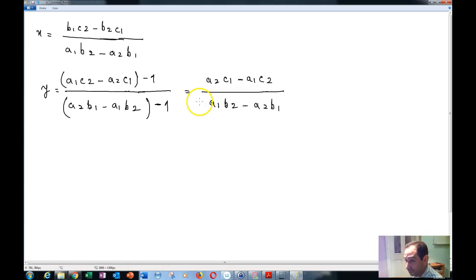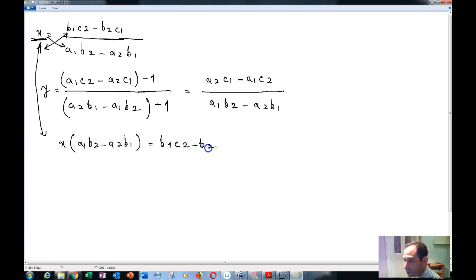And then what you can do, you see that if I write this x over here, and imagine that there is a 1 over here, you can cross multiply this way, and you can cross multiply this way. This will be x times a1 b2 minus a2 b1 is equal to b1 c2 minus b2 c1.